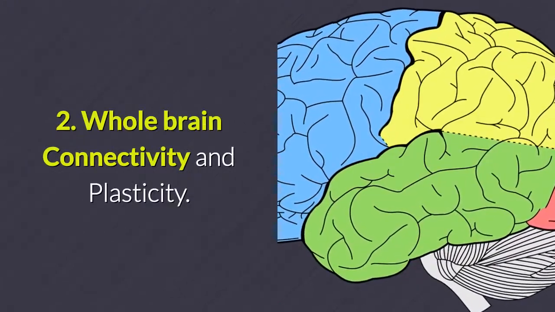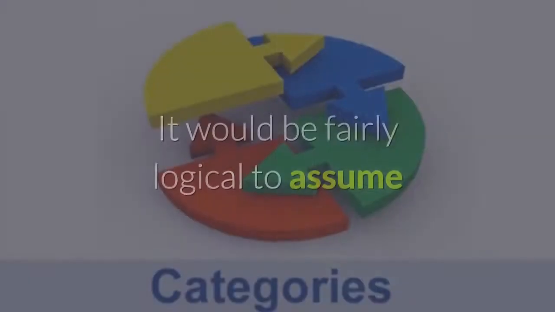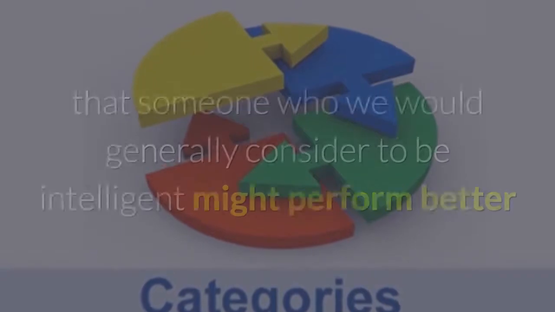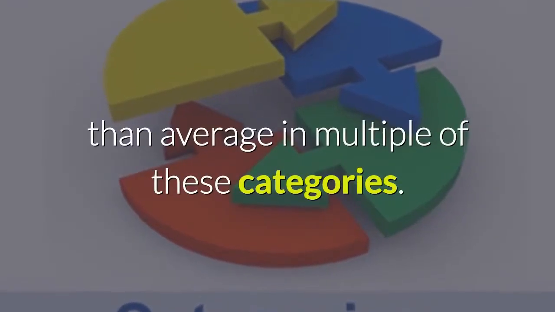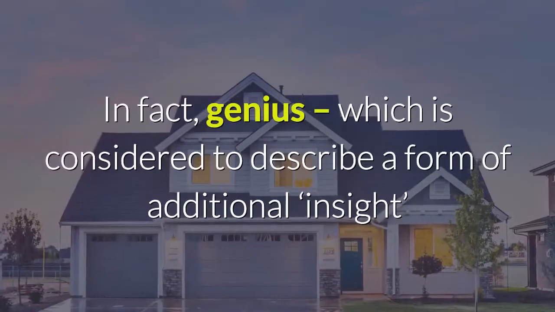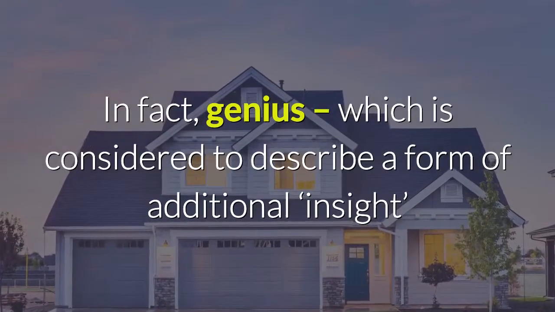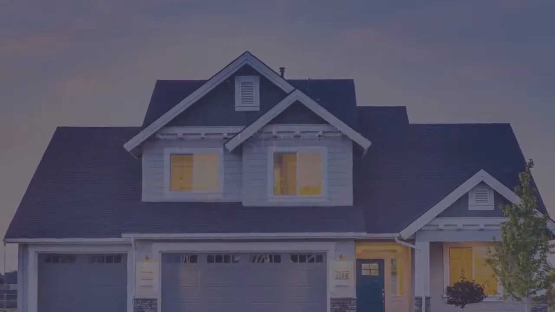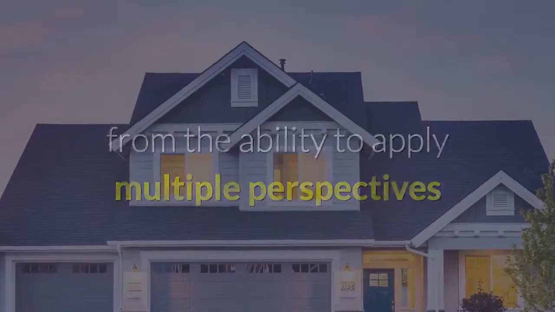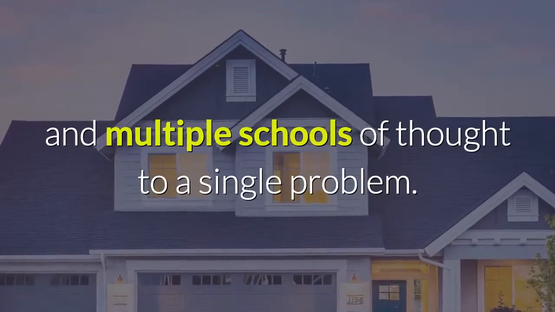2. Whole brain connectivity and plasticity. It would be fairly logical to assume that someone who we would generally consider to be intelligent might perform better than average in multiple of these categories. In fact, genius, which is considered to describe a form of additional insight, and to be distinct from pure mastery, likely comes from the ability to apply multiple perspectives and multiple schools of thought to a single problem.